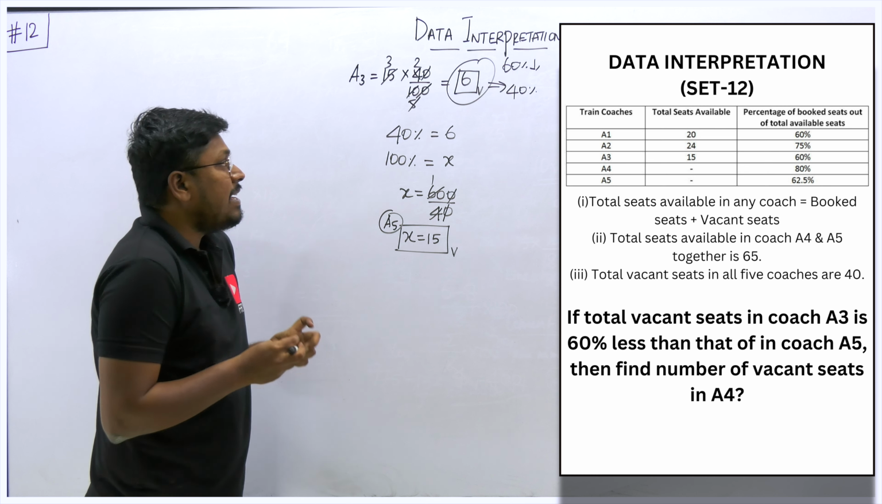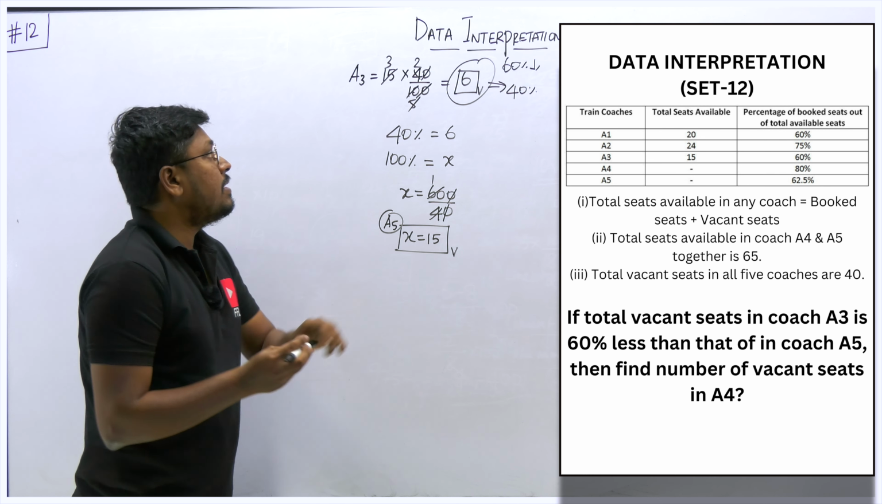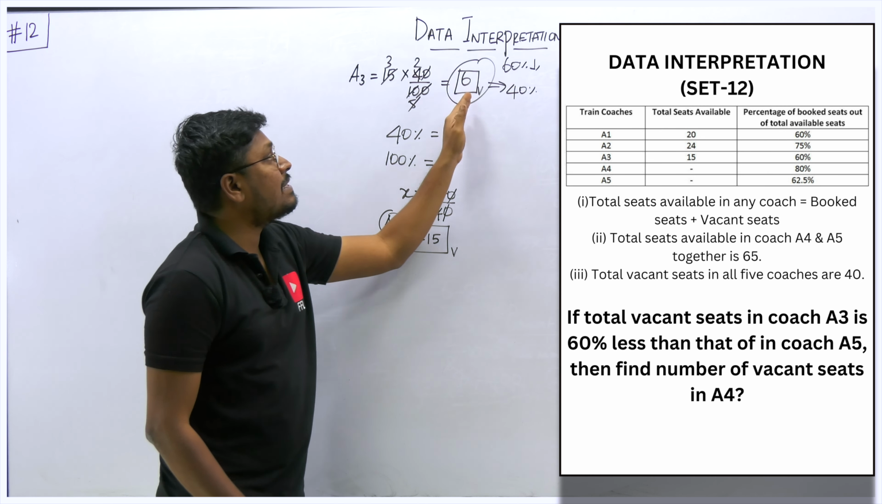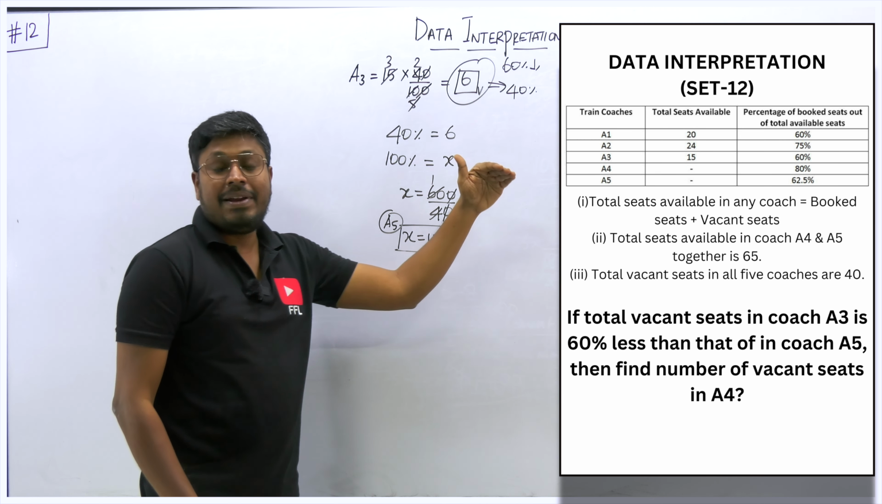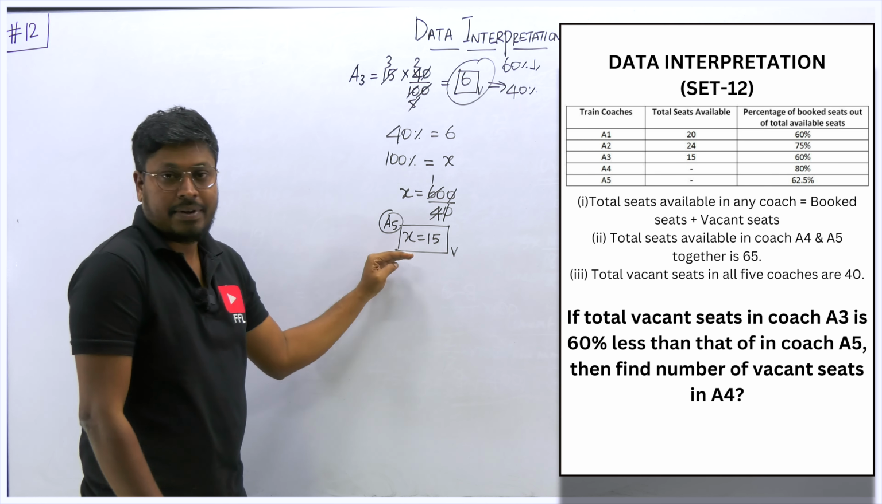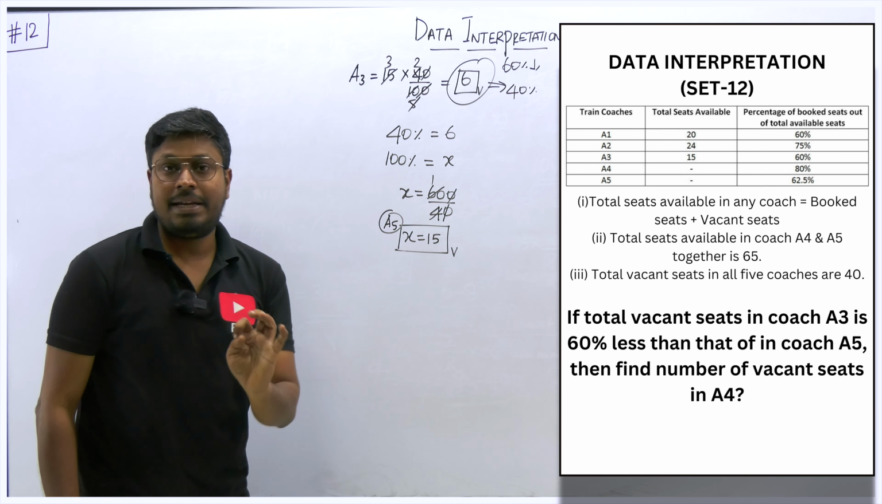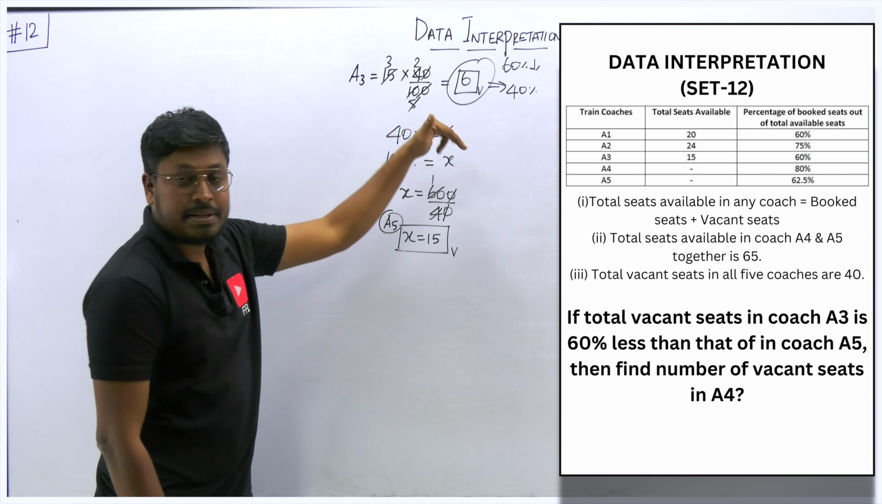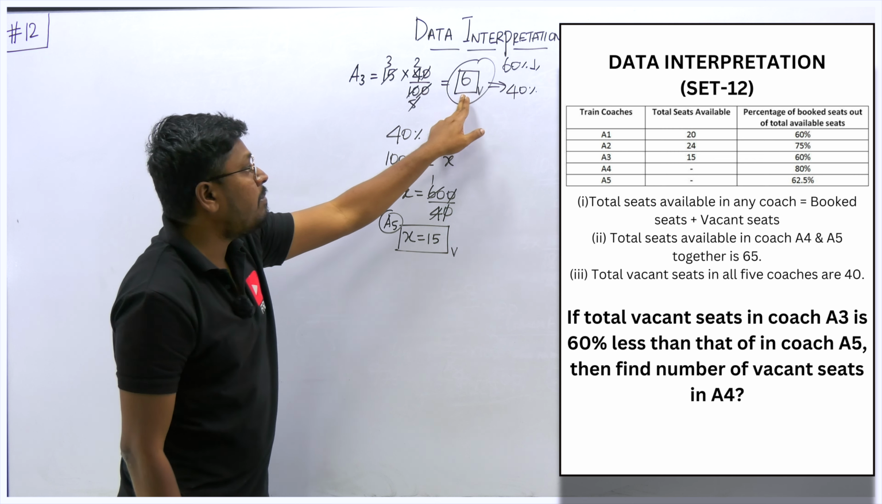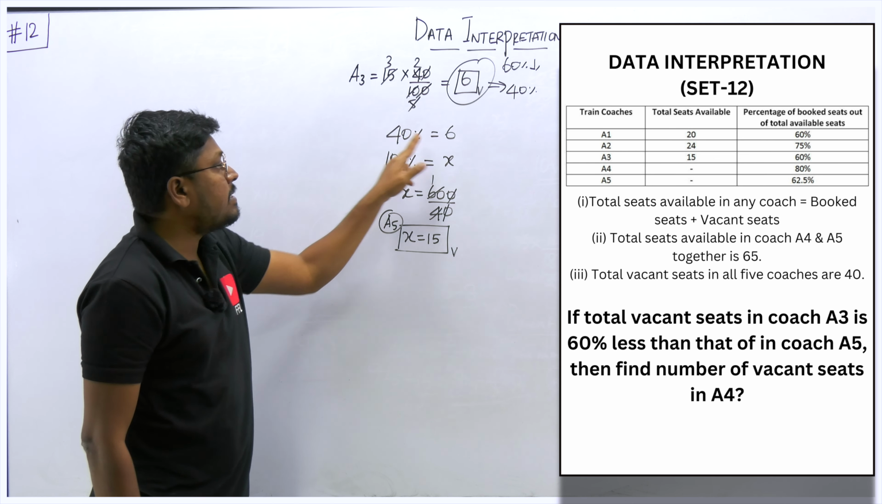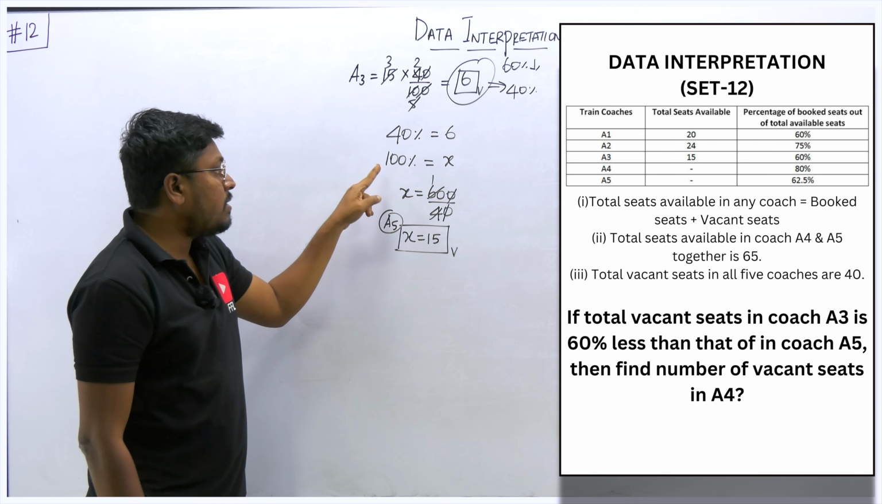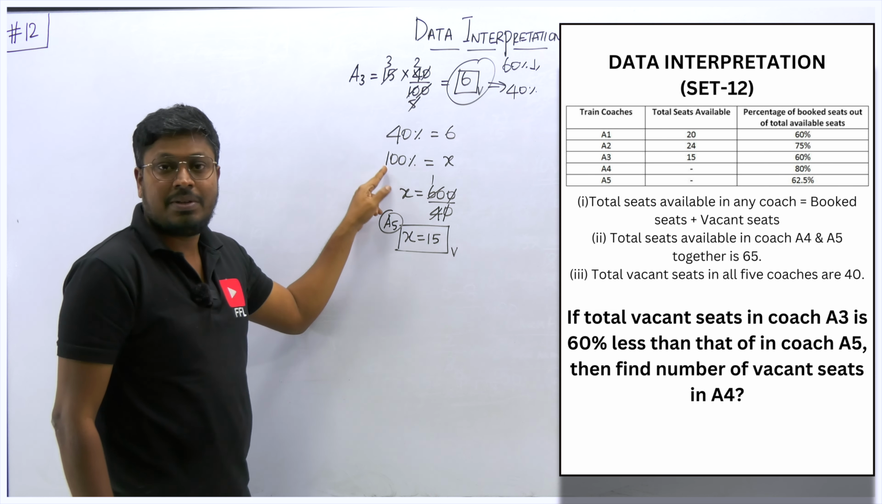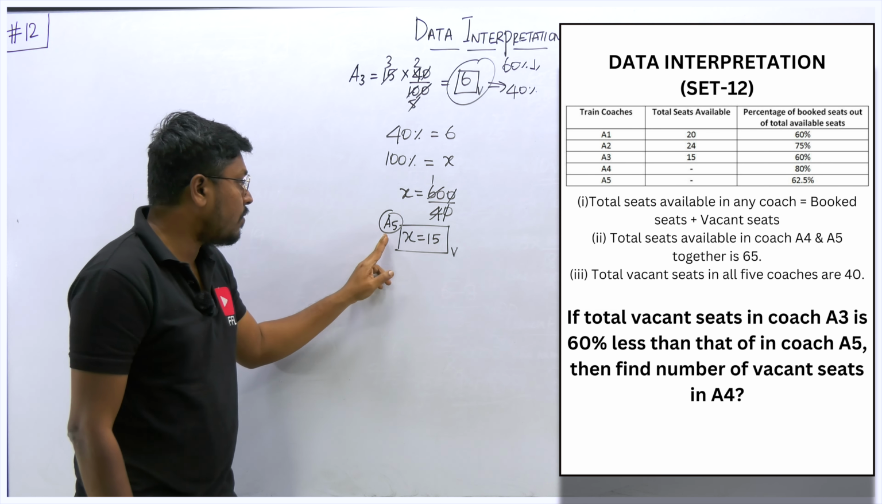Because they have clearly mentioned one point, that this A3 vacant seat is 60% less when compared to the vacant seat of A5. So by using that data, what I did is, we know that if it is 60% less, then this value will be 40%. So 40% will be 6. Our target is to find what 100% is. So this value will be the vacant seat of coach A5.